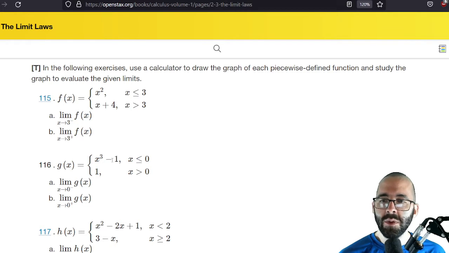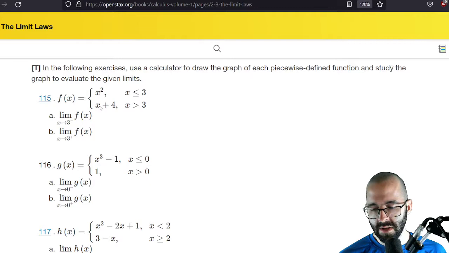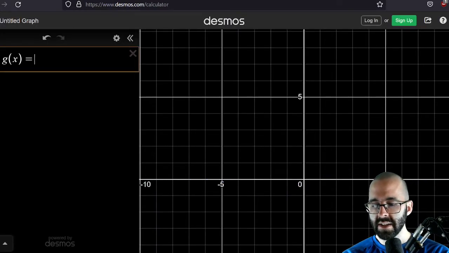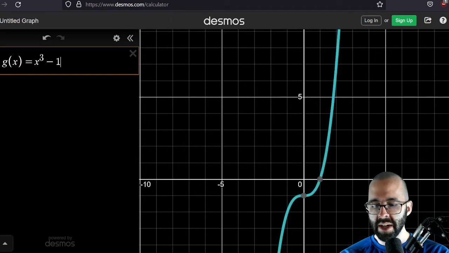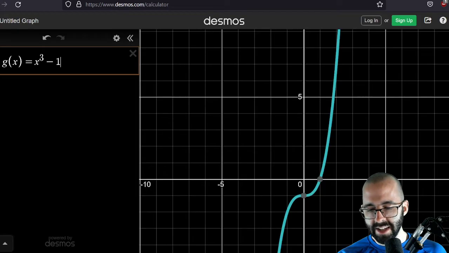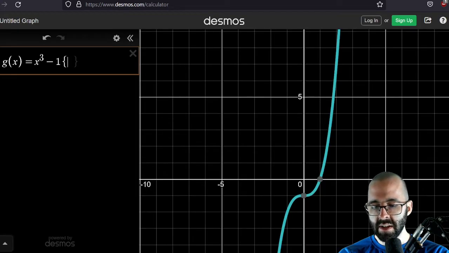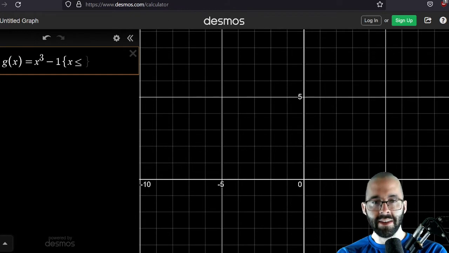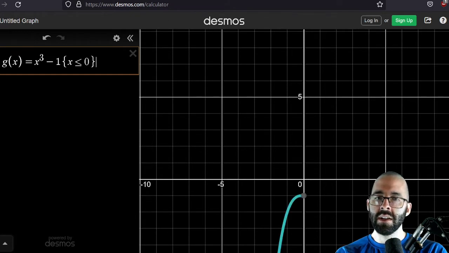So it's x cubed minus 1 for negatives and 0. We're going to say g of x equals x cubed minus 1. Wait, was it plus? X cubed minus 1. So for piecewise functions, to restrict the domain, use brackets, less than or equal to: type the less than, and then type the equal to on your keyboard. 0. So it's a cubic function to the left of 0.